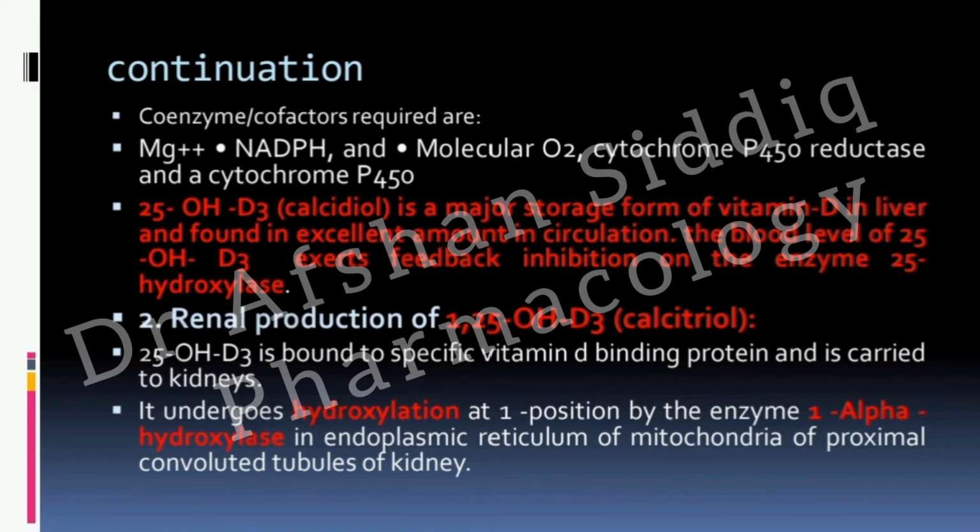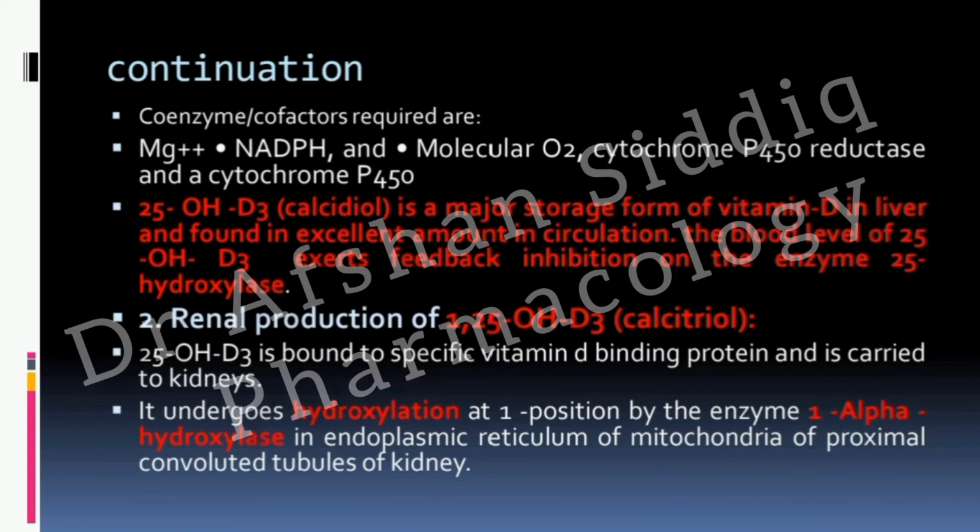125 hydroxy D3, which is termed the active form, calcitriol. Now why does this vitamin need to go into the kidney? Because the enzyme which acts on calcitriol is available only in the kidney, and that enzyme is 1-alpha hydroxylase.